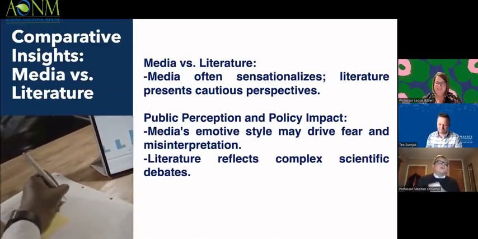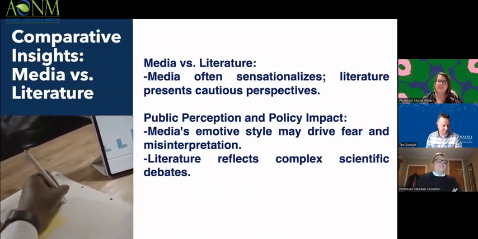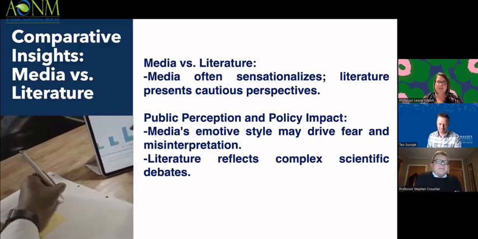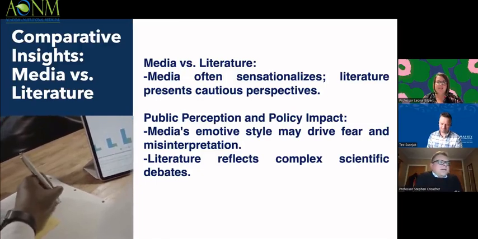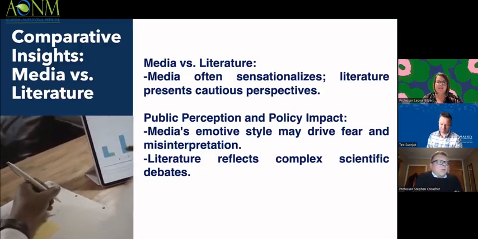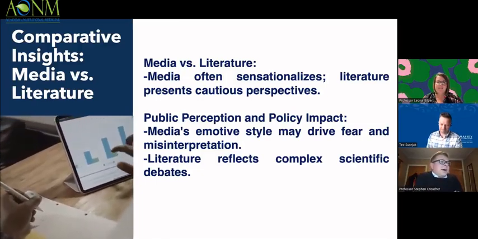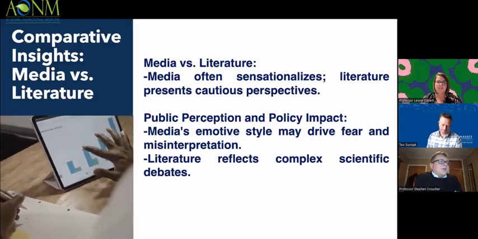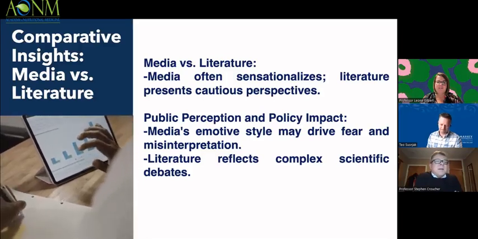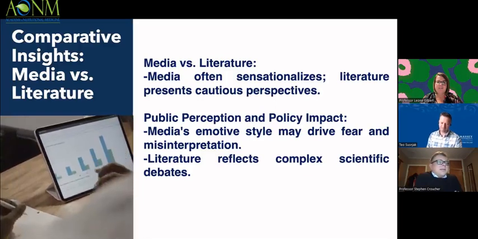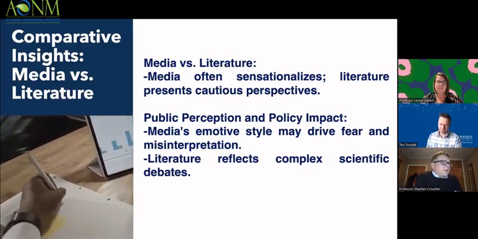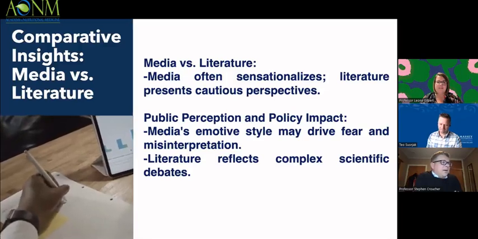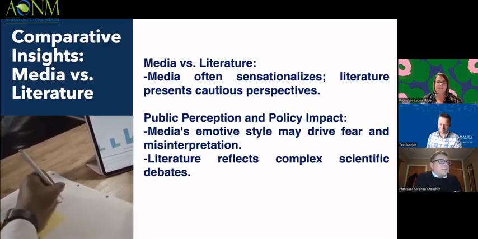Thank you. So I guess some comparative insights when it comes to media and literature is, media, as I was talking about earlier, will often sensationalize because, going back to the early 20th century, sensationalism sells papers and sells things. Literature, we generally see a more cautious perspective, and Teo did a good description of that, really more of an in-depth description of what's going on.